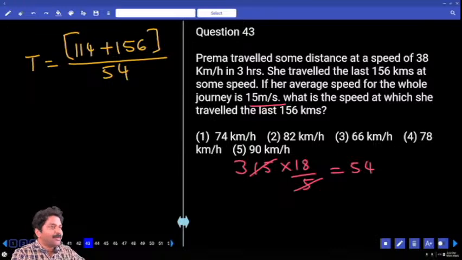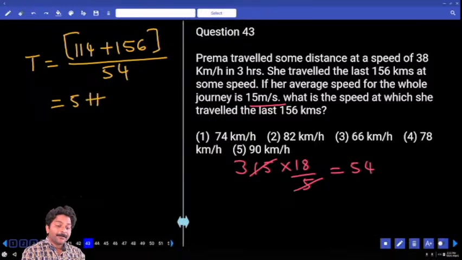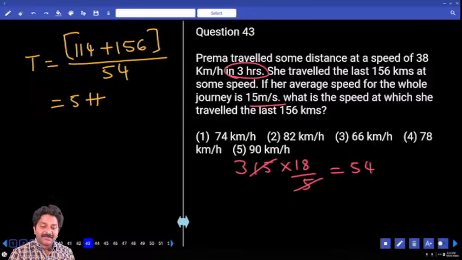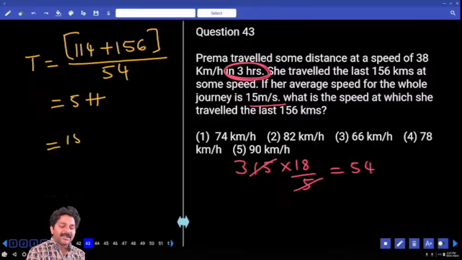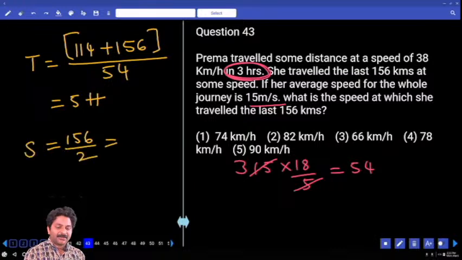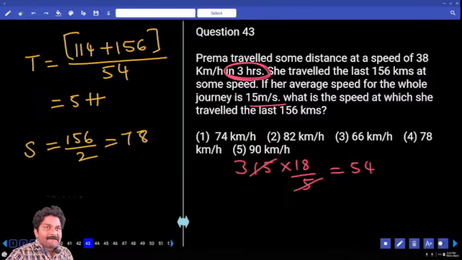Yes? How much is numerator? 270. By 54 in the sense how many hours? Come on. 5 hours. 5 hours is the total time for us. But out of these 5 hours, in first stage, how many hours already over? That means how much more time we have? 2 hours. In those 2 hours, Prema traveled 156 kilometers only. Then speed she maintained to cover 156 kilometers is equal to 156 divided by 2. Answer 78 kilometer per hour. Followed?